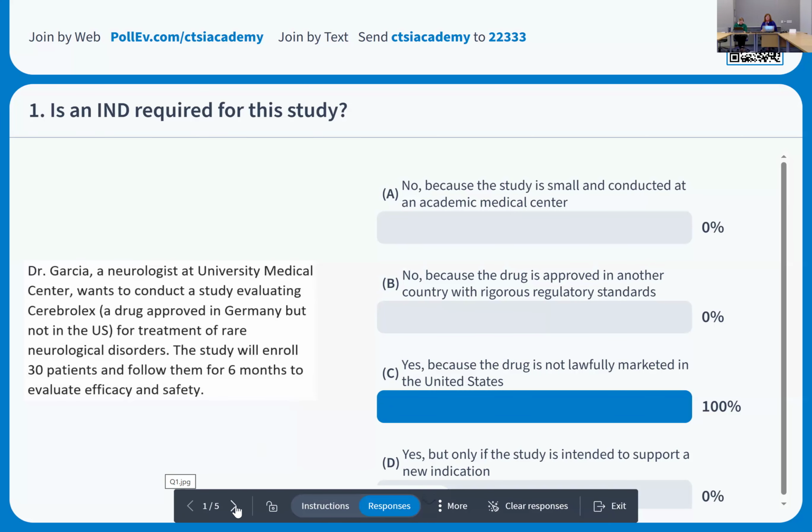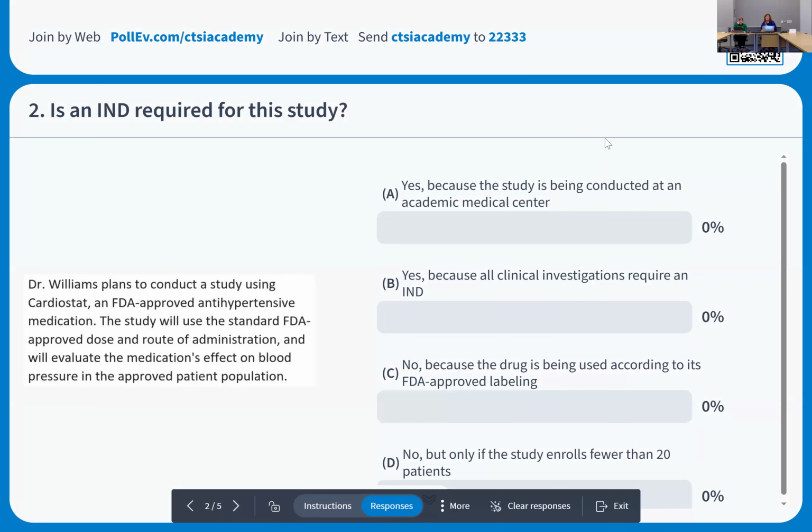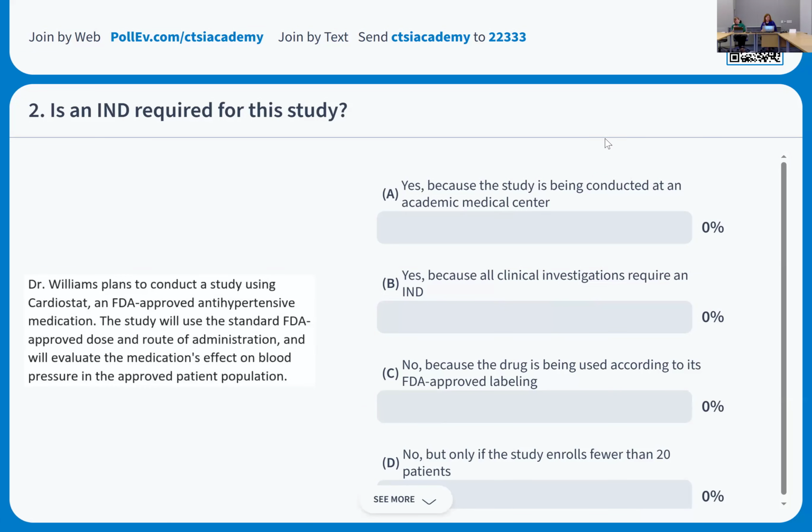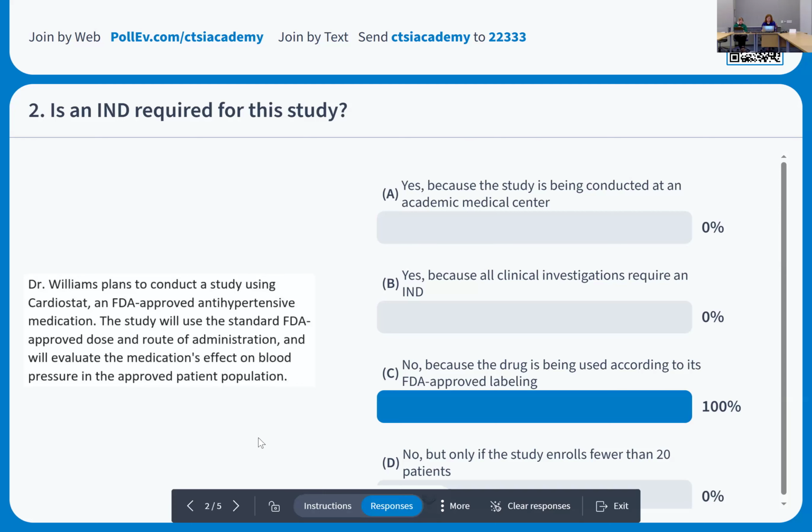I think I can keep this active and just go to the next one. Okay. Yes, looking good. Perfect. All right, so for this one, Dr. Williams wants to conduct a study using cardiostat, which is an FDA-approved antihypertensive medicine. And he wants to use a standard FDA-approved dose throughout administration and wants to evaluate blood pressure. Do you need an IND? Again, wonderful. 100% saying no because the drug is being used according to its FDA-approved labeling. So no IND needed for this study.